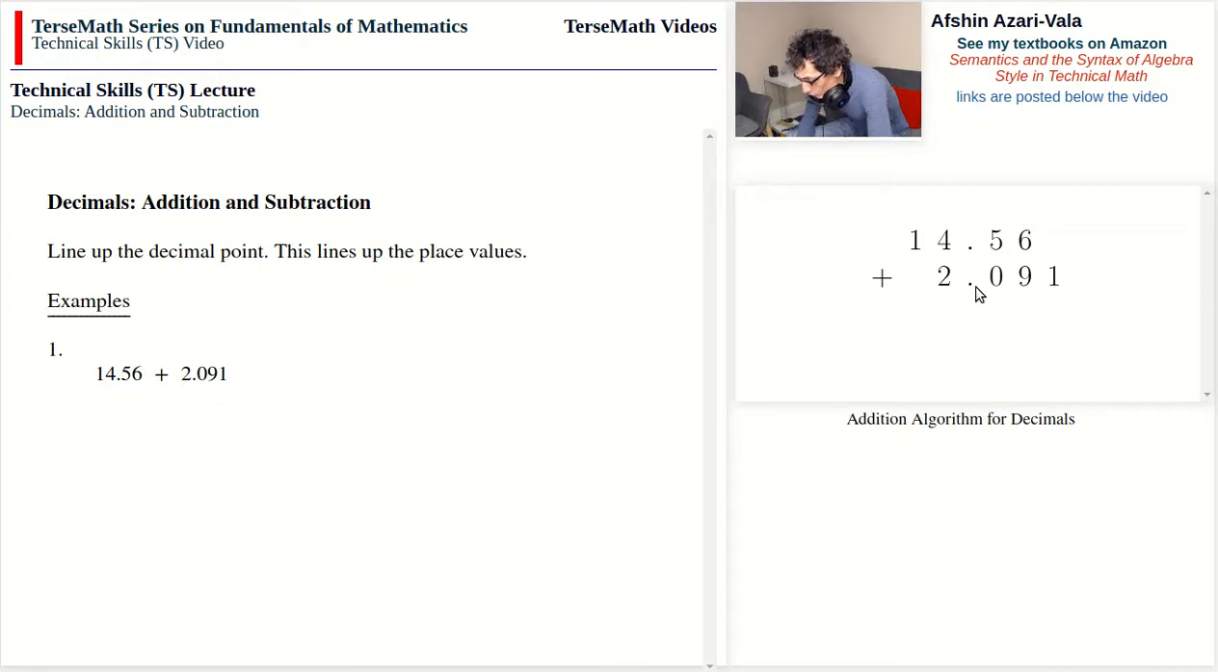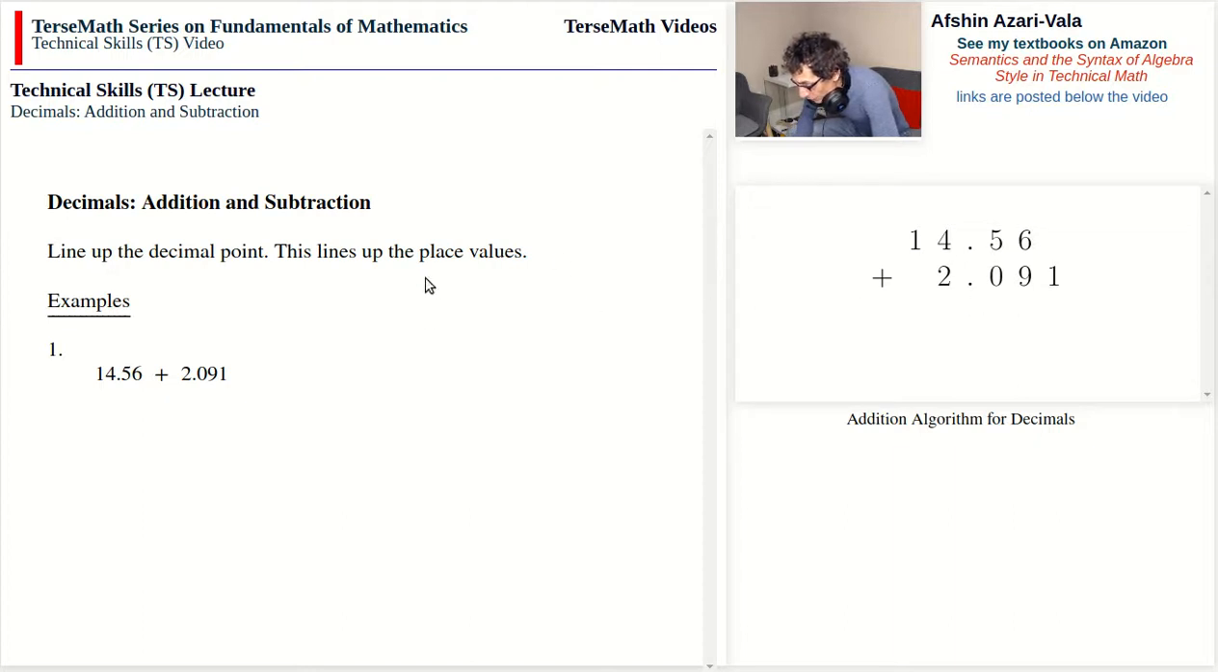Now, of course, you could put 2.091 on top and 14.56 down. So long as the decimal points are lined up, it will give you the same sum. And it has to do with the fact that addition is commutative. You can switch the order in addition and you get the same total sum. Okay, so we have lined up the decimal point.